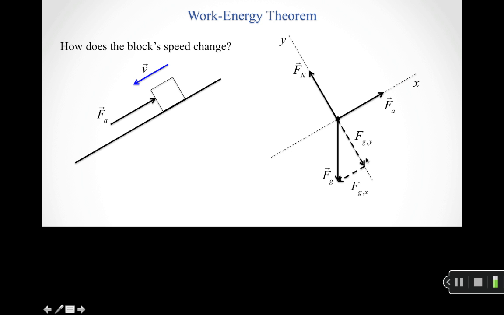And so again, we know that since the block isn't accelerating off the plane or into the plane, Newton's second law says that the y component of the net force has to be 0 here, which means that the magnitude of the normal has to be equal to this component of the weight.